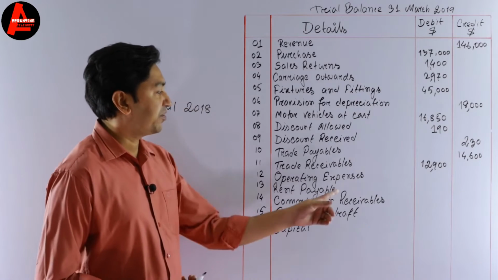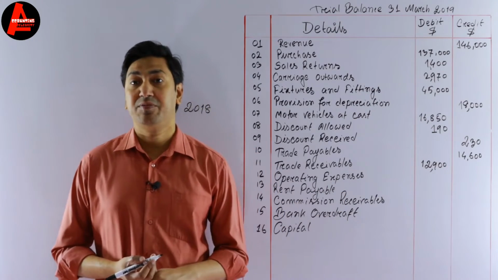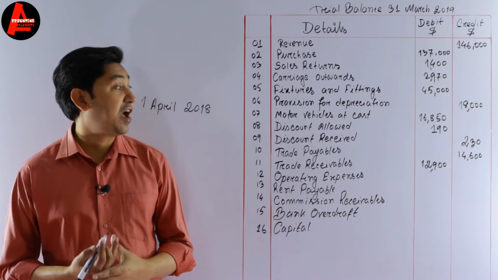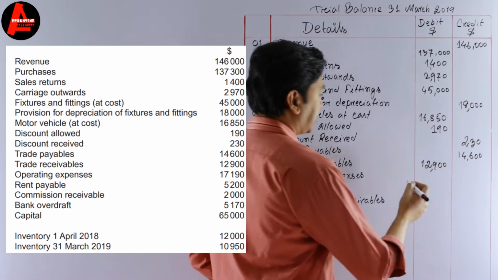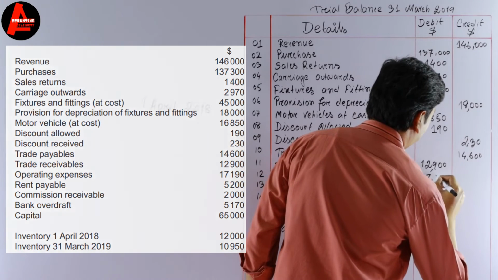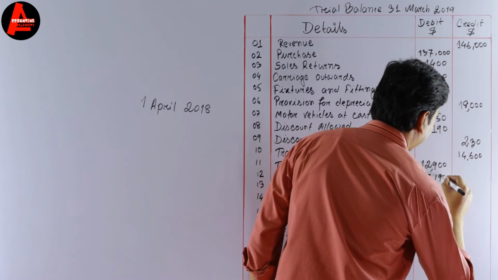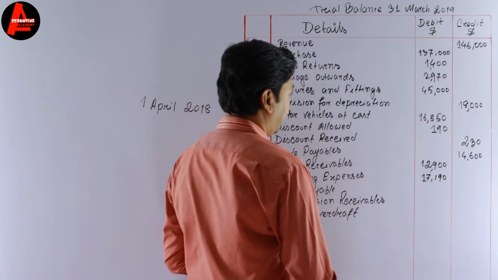Then we have here operating expenses. We already know that all expenses will be debited. All expenses have the debit balance, so this will be debited. So what is the value in the question? It is $17,190. Okay, so we wrote.